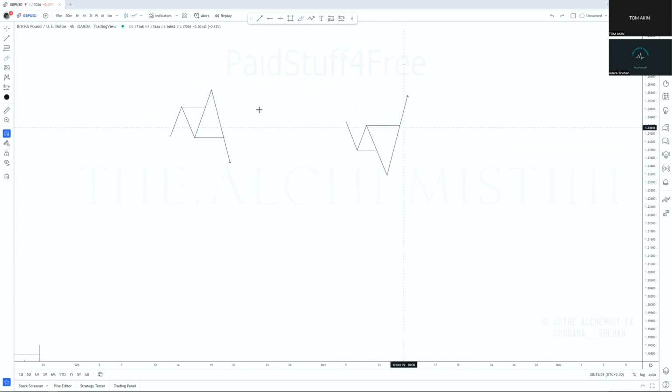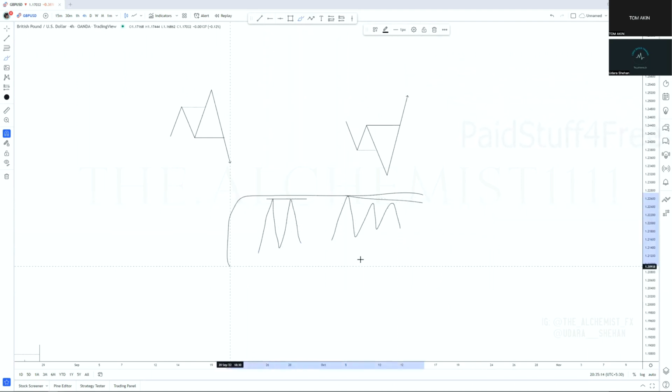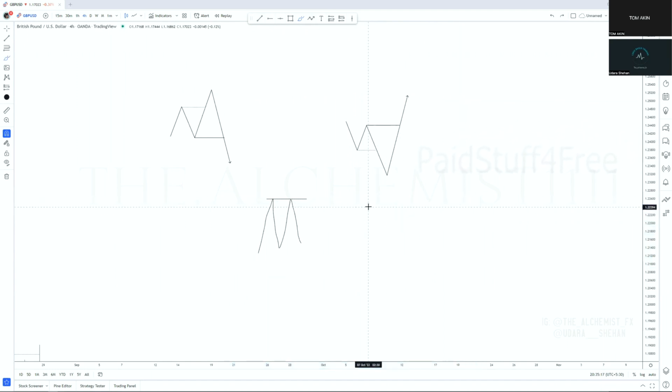Now, another thing: when I say liquidity has to be taken out, it doesn't have to be what most people would assume, like equal highs. Yeah, this is liquidity, or maybe trend lines, this could also be liquidity, but it doesn't have to be this all the time. Do you know the three candle formation for a swing high and a swing low?